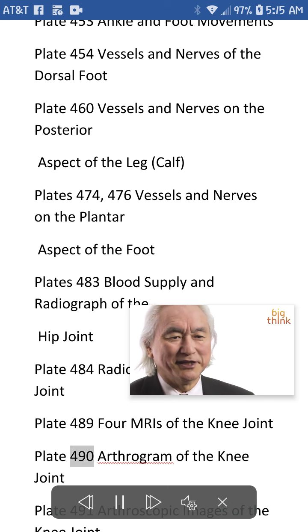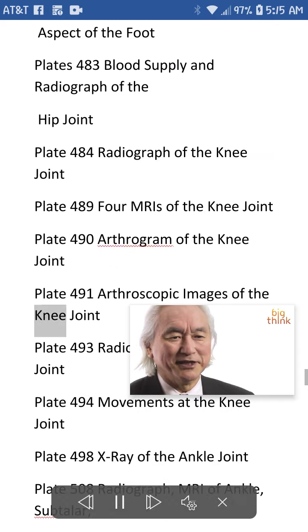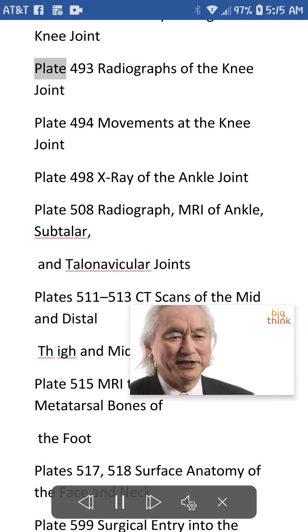Plate 490, arthrogram of the knee joint. Plate 491, arthroscopic images of the knee joint. Plate 493, radiographs of the knee joint. Plate 494, movements at the knee joint. Plate 498, X-ray of the ankle joint.